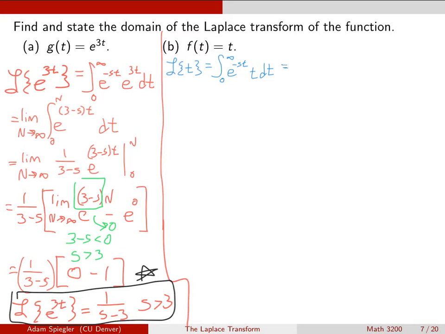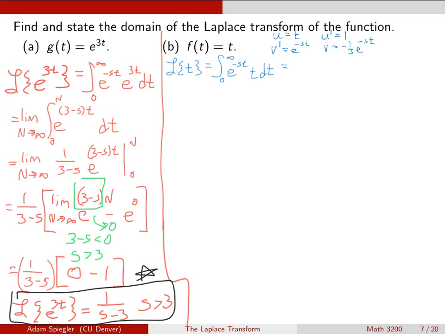So to integrate this, we would need to use integration by parts, where, for example, I could set u equal to t and v prime equal e to the minus st, which would give us u prime is equal to 1 and v is equal to minus 1 over s e to the minus st. And so if I do integration by parts on that, then I would get uv, which is going to give me minus t over s, e to the minus st.